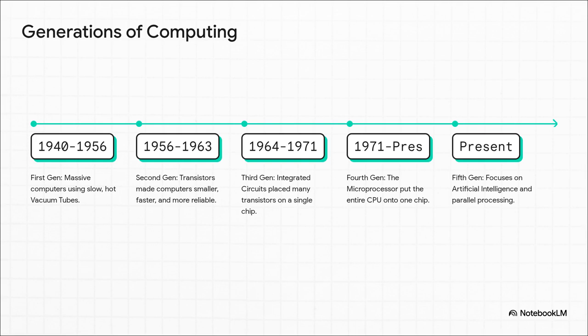Then came the transistor, and boom, everything got smaller and more reliable. After that, the integrated circuit let us cram tons of transistors onto one tiny chip. And then the big one, the microprocessor, which put the entire brain, the CPU, onto a single piece of silicon. That right there gave us the personal computer. And now we're living in the 5th generation, which is all about artificial intelligence.